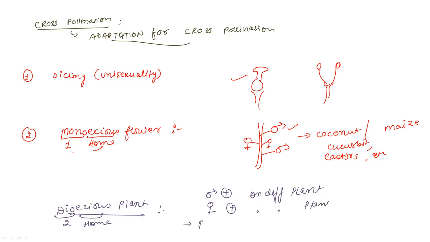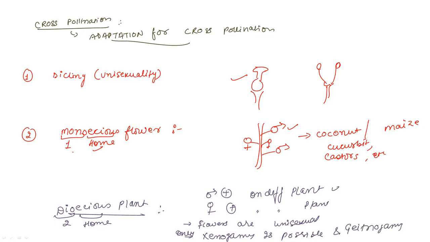Okay, so in this case the flowers are unisexual, right? And in this case only xenogamy is possible, because the male and female flowers are present on different plants. So only xenogamy is possible in this case, and hence geitonogamy is not possible. Here in the monoecious case geitonogamy is possible because the plant is the same, but here xenogamy is possible but not geitonogamy.